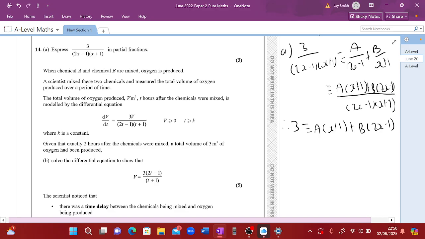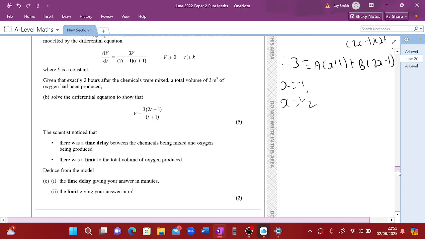Then you have two letters to find, a and b, so it's simultaneous equations. You can do that however you want. I usually let each bracket equal 0. So I say x is minus 1. So that means a would cancel to leave b, and x would then be a half to get rid of the b. And then you solve for a and b.